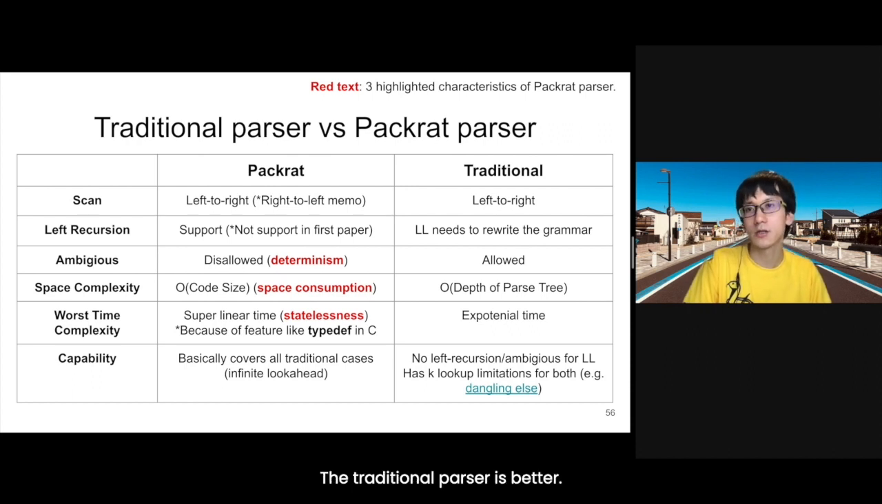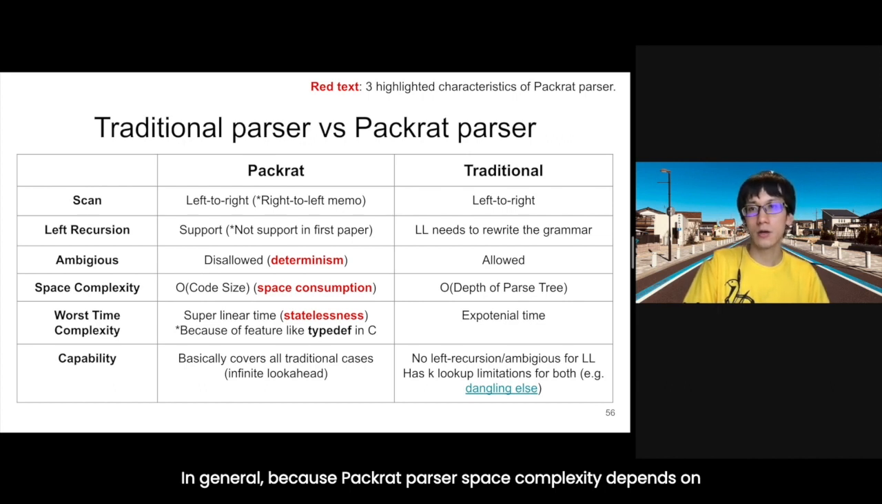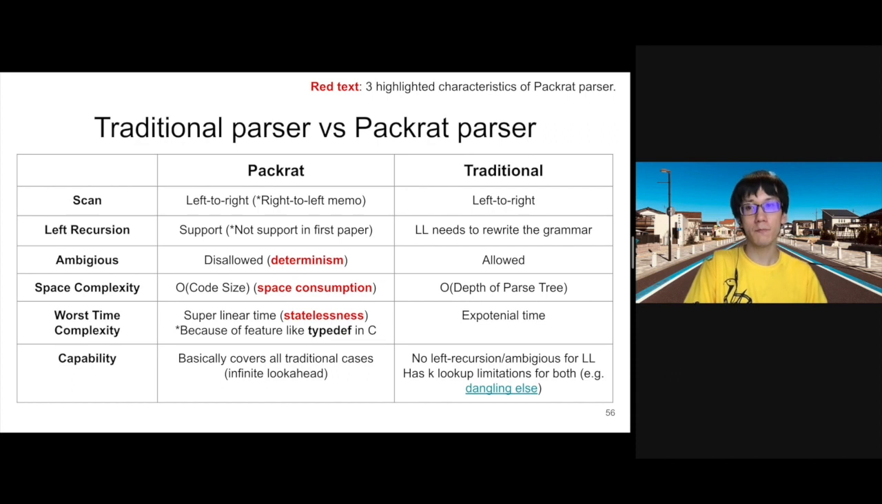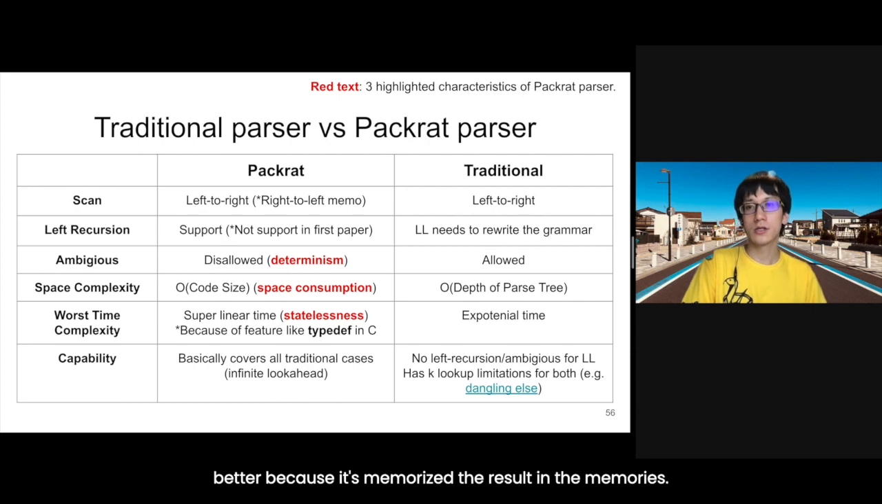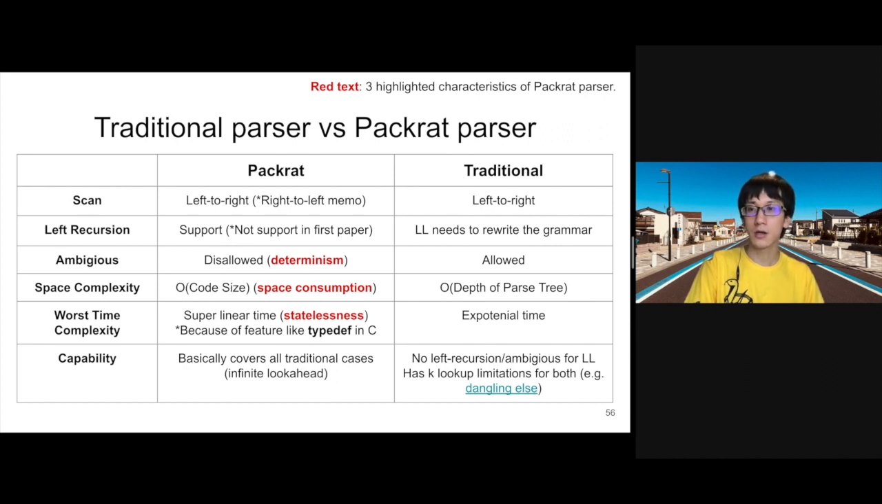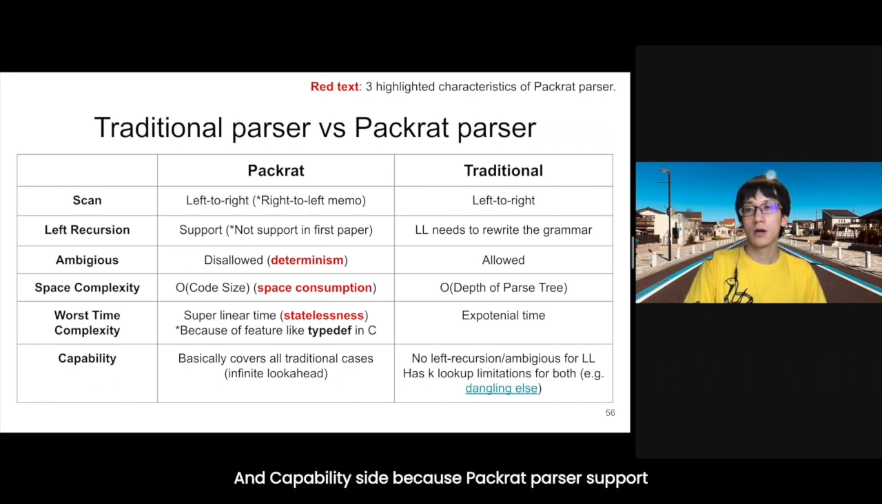For space complexity, the traditional parser is better in general, because the PEG parser's space complexity depends on the code size, while the traditional parser just depends on the lookahead tree depth. On the time complexity side, the PEG parser is better because it memoizes the results in memory, so it is linear time, depending on the state. But the traditional parser in this case will be exponential time, and also depends on the k. And on the capability side, because the PEG parser supports infinite lookahead, supposedly it has more potential than the traditional parser.